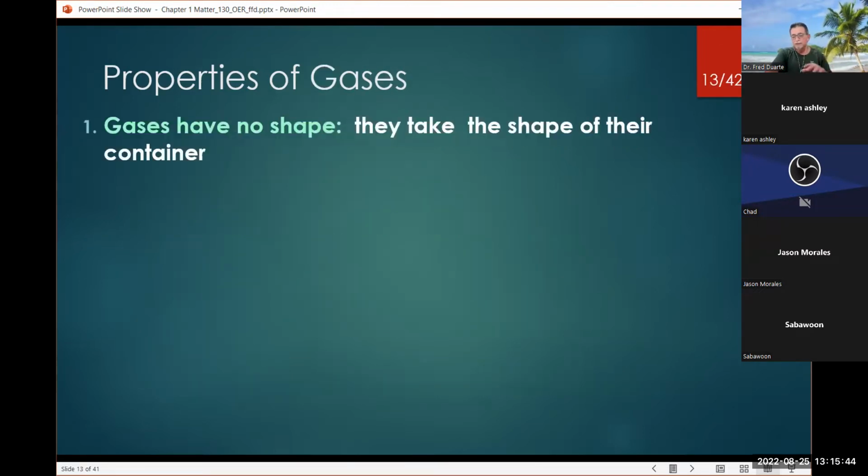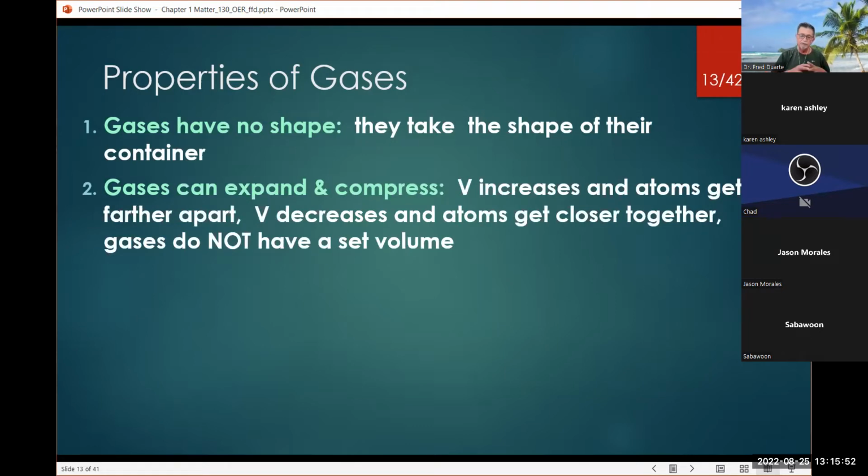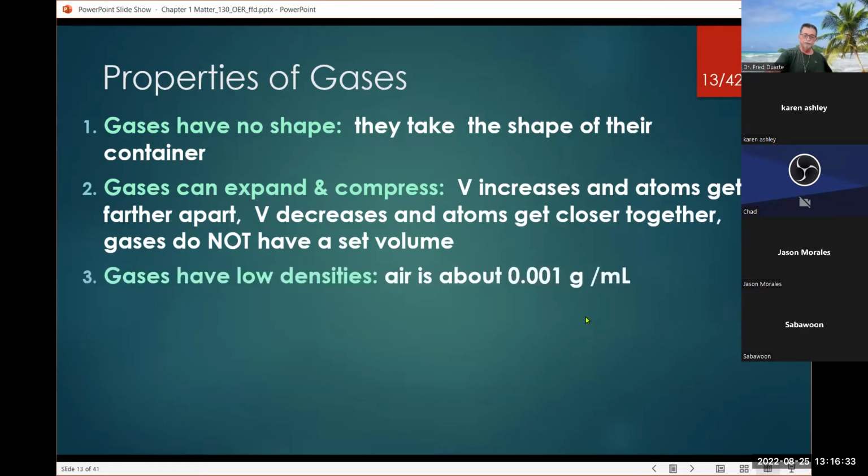Okay, gases have no shape. And they take the shape of their container, like the liquids, okay? And because the molecules are so separated, they will expand and they can compress, okay? In fact, as the volume increases, the atoms get further apart. And as the volume decreases, the atoms get closer together. So gases at this point do not have a set volume. Now, what I say at this point, because down the road, under specific conditions, we're going to learn how gases have a specific volume. But right now, as it stands, gases do not have any set volume.